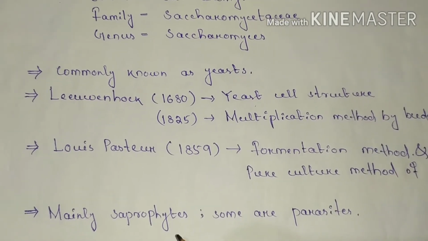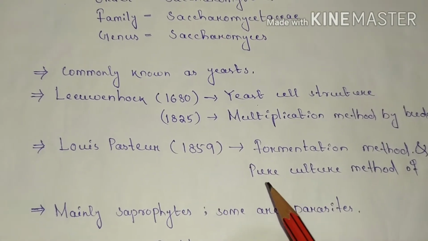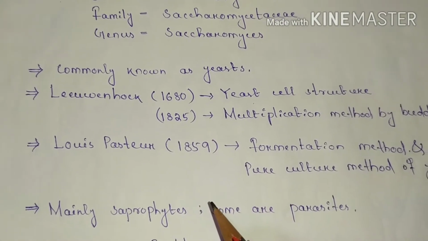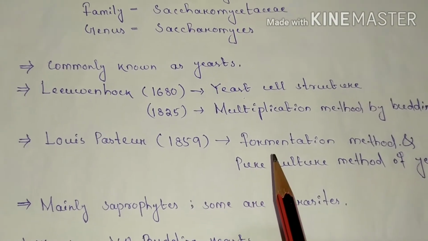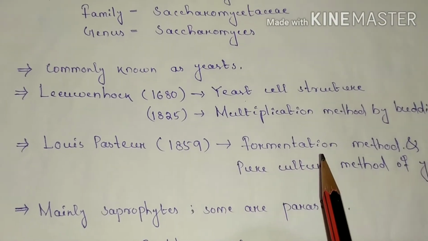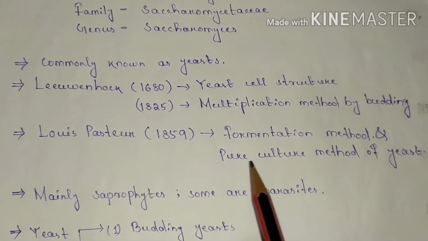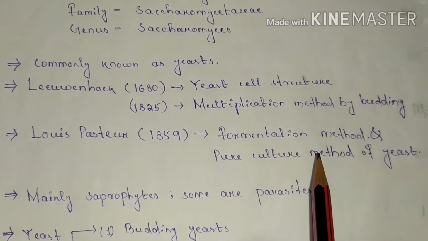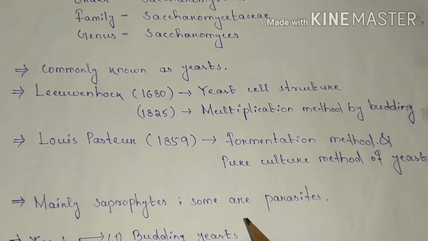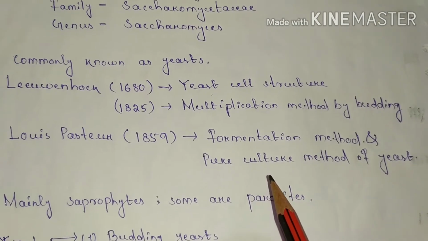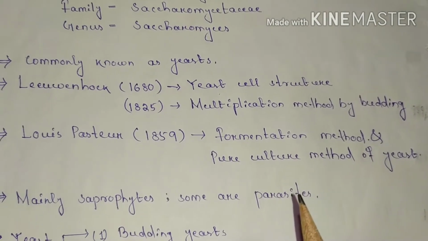Then, in 1859, Louis Pasteur established the direct connection between the activities of yeast and the fermentation process, and he introduced the method of pure culture for yeast. So, Louis Pasteur discovered that the fermentation process takes place with the help of yeast, and he also introduced the pure culture method for yeast.